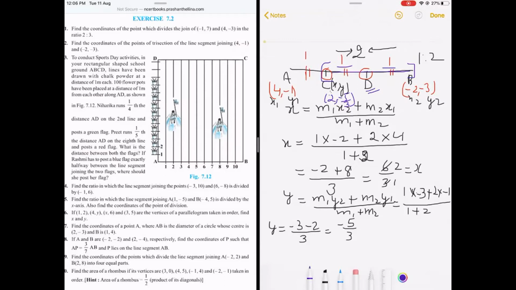If a line divides in equal parts, or D is the midpoint of BC, then we have to use the formula x is equal to (x1 + x2)/2 and y is equal to (y1 + y2)/2. Instead of x1, we can write 2. Try to do it yourself.